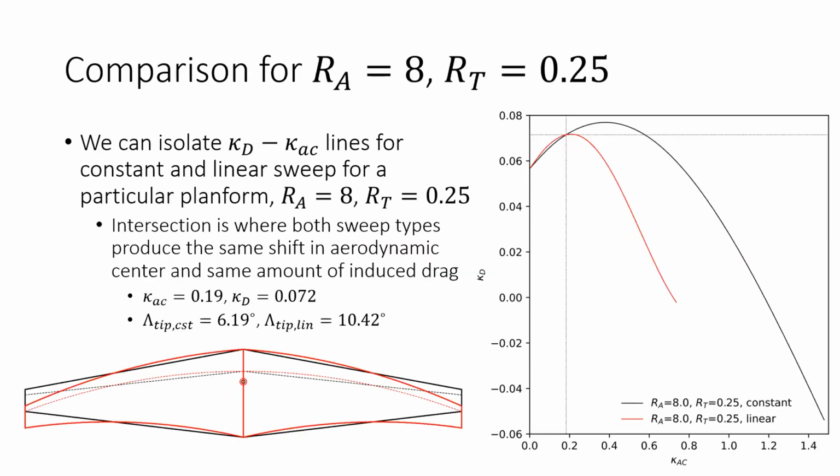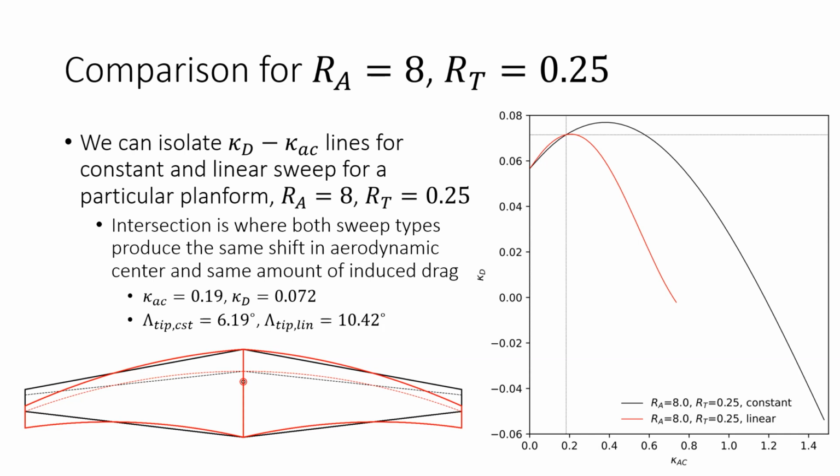So we can plot for a particular wing kappa D versus kappa AC. So really kappa AC is a shift in aerodynamic center, but you can kind of think of it as increasing sweep. So on this horizontal axis, we have kappa AC, but as you move from left to right, the sweep increases. And the red line here is the kappa D, so the measure for induced drag for increasing sweep of a wing with a crescent sweep profile, aspect ratio 8, taper ratio 0.25. And the black line is the induced drag for a wing with constant sweep. And if you plot these, they're going to intersect at some point.